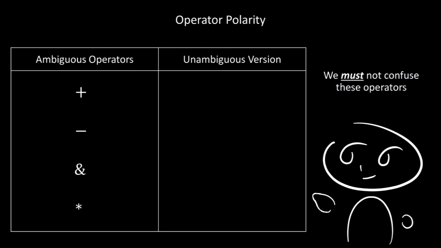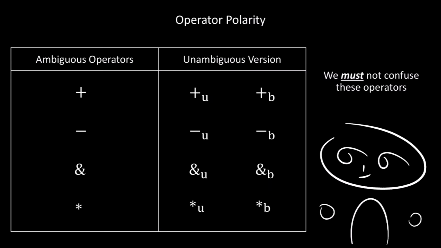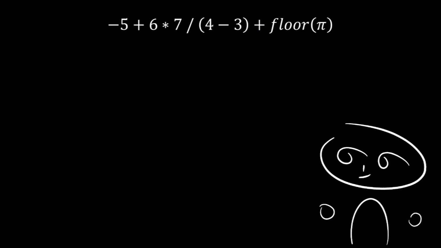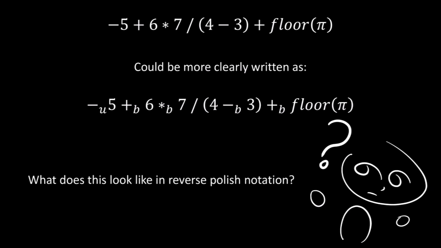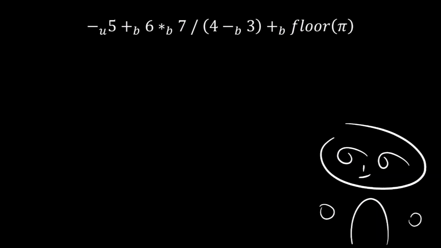What we can do is take the ambiguous operators, which can be both unary and binary, and create unambiguous versions of these. What I've simply done here is I've denoted the unary versions with the letter U, and I've denoted the binary versions with the letter B. So what we can do is we can take the equation from before and replace the ambiguous operators with unambiguous versions, giving us this. So what then would this look like in reverse Polish notation? So if we convert this equation to reverse Polish, we get this.